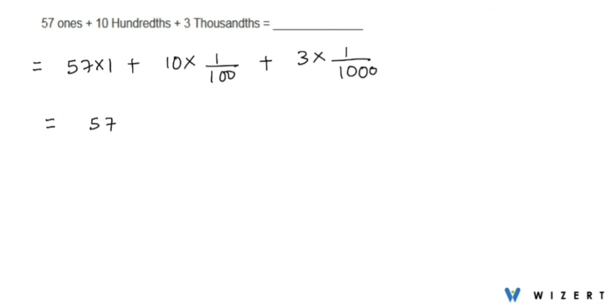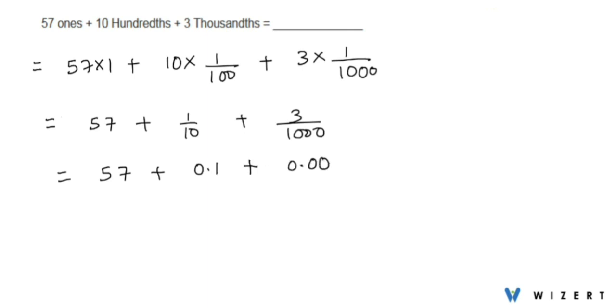So 57 plus 1/10 plus 3/1000. Now 10/100, which is 1/10, can be written in decimal number as 0.1. Similarly 3/1000 can be written as 0.003. Now we have to add these three numbers.